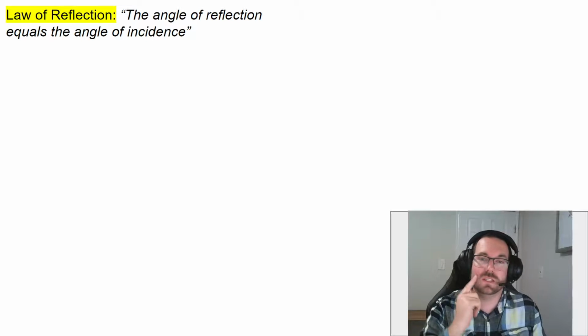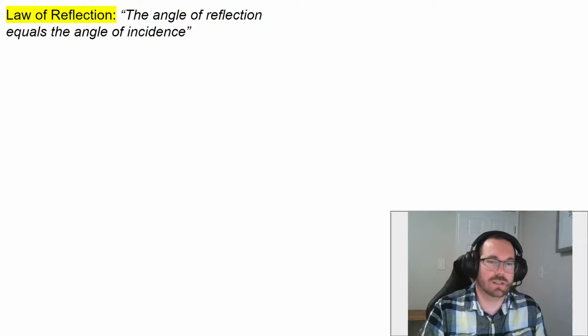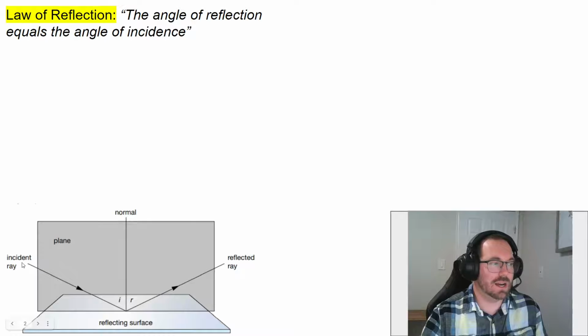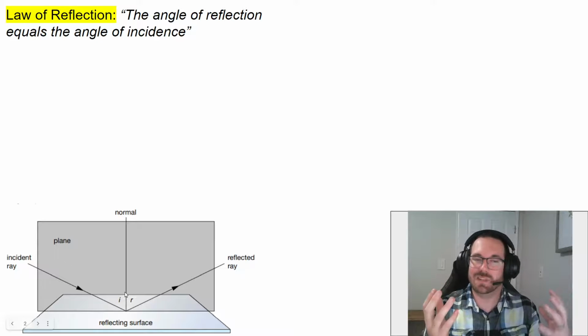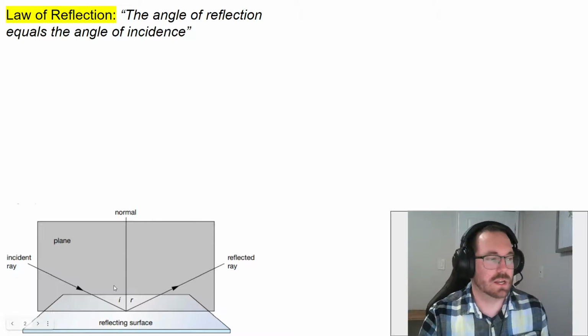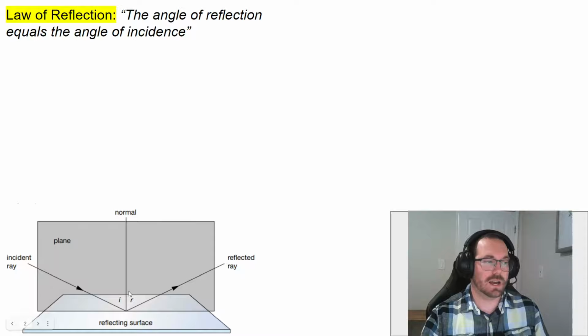Remember that in our previous slide, we took a look at two different angles: the angle of incidence and the angle of reflection. One of those angles was between the incident ray and the normal, that line that's at a complete 90-degree angle to the reflecting surface. And the other one is between the normal and the reflected ray.